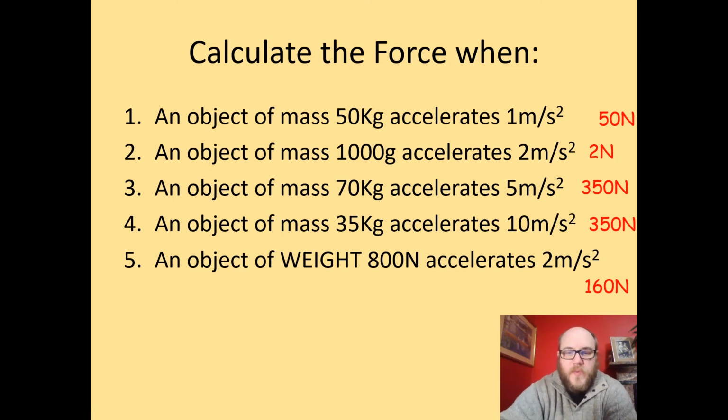Now, an object of weight 800 newtons accelerates 2 meters per second squared. Here again, we have a unit change. We have a weight this time. What it hasn't said is where this weight is. That's a little bit naughty. So let's assume it's on the Earth. We divide 800 by 10 to get its mass. So we end up with 80 kilograms multiplied by 2 meters per second squared, which gives us 160 newtons.